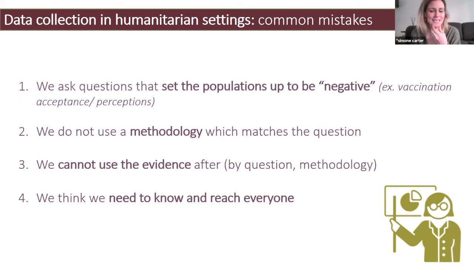And fourthly, we think we need to know and reach everyone. I think sometimes we feel we have to have sampled everybody, we have to have talked to everybody. It's the same in risk communication and community engagement. You don't have to speak to everyone in the community to get a message passed on, or to reach everyone. So it's about understanding really who we need to reach, for what, when, and why.